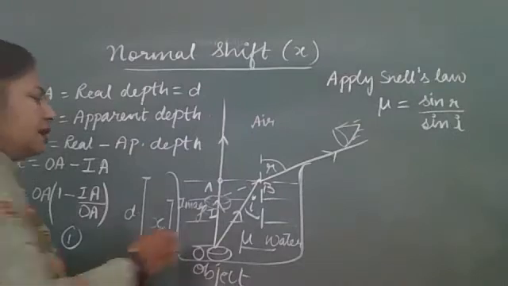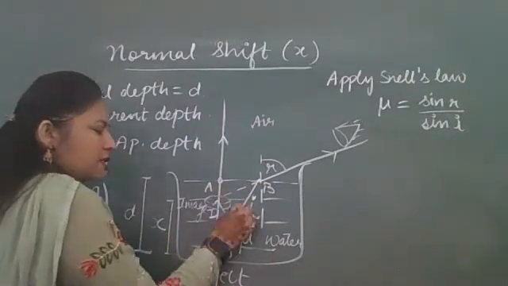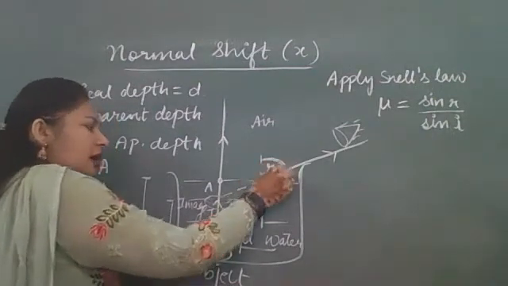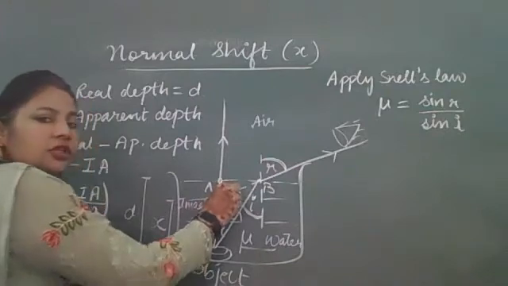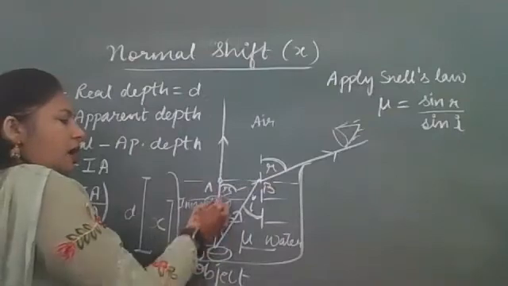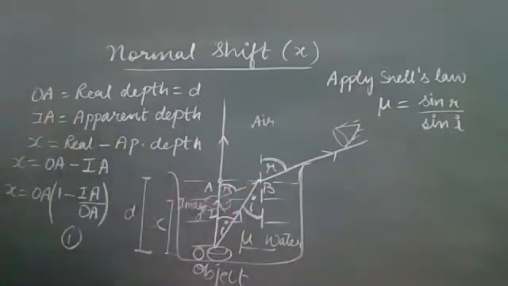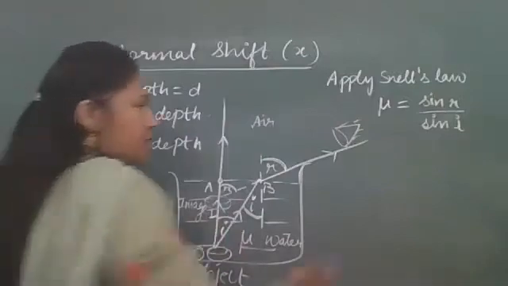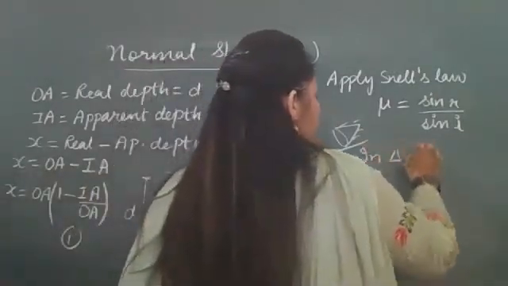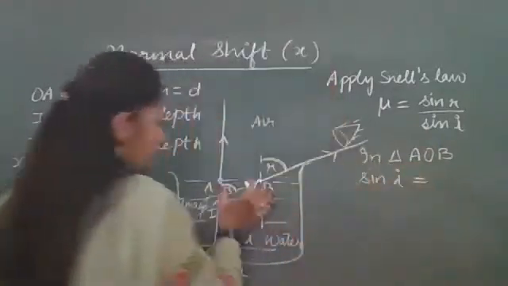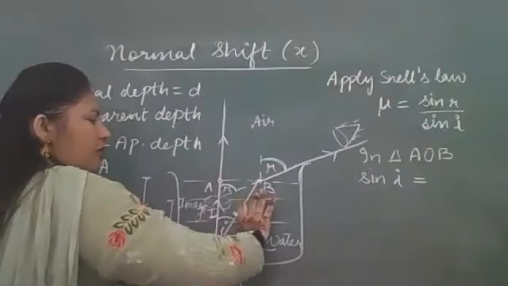Let us calculate sin I from this right angle triangle. If this is the angle of incidence I, this is the alternate angle I. And if this is angle R, this is the corresponding angle R. So we actually have two right angle triangles, OAB and IAB. Let us take triangle OAB and calculate sin of I from here. So in triangle AOB, how much is sin of I? Perpendicular upon hypotenuse, that is AB over OB.